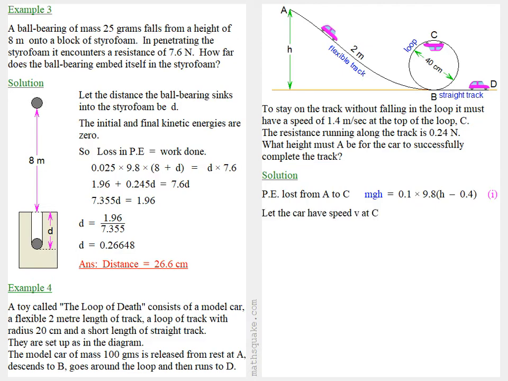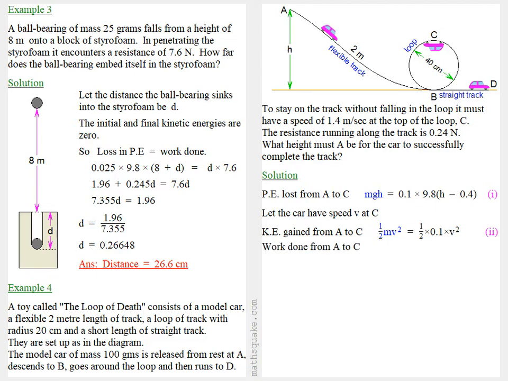Now let the car have speed v at C. We need to find the kinetic energy gained going from A to C. Now the car starts from rest at A, and so the initial kinetic energy is 0. And at C it has a velocity v, so it gains a kinetic energy of a half mv squared, which is a half times 0.1 times v squared.